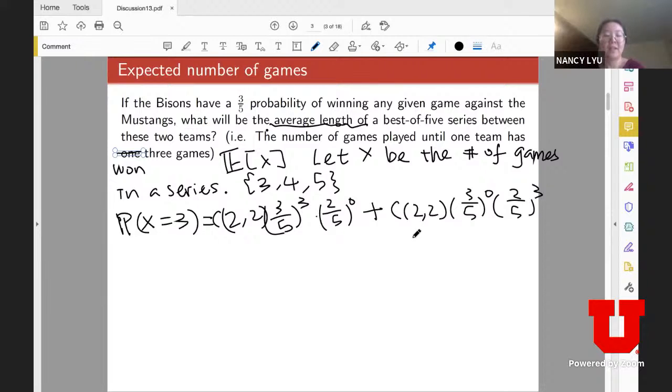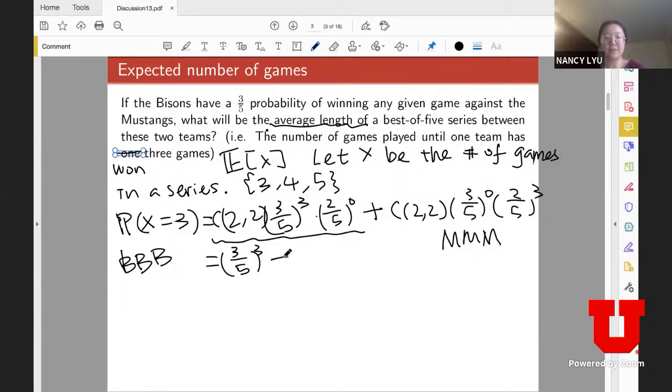Yeah, exactly. So we want to make sure that in this case, which is the Bisons win in the best of 5 series, it should be BBB, and in this case, which is the Mustangs win the 3, it would be MM. And this will give you 3/5 cubed plus 2/5 cubed.